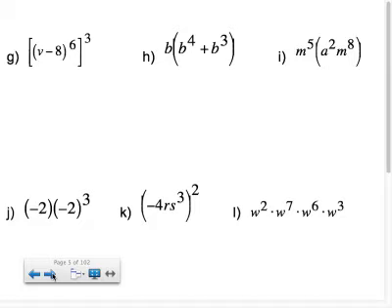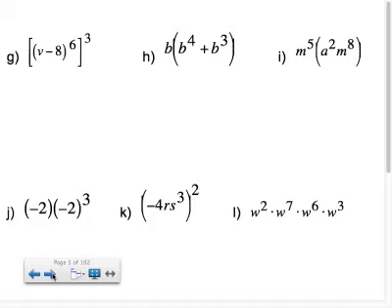Okay, part G, you will not distribute this 6 to both things inside because you are subtracting. If you are multiplying inside the parentheses, then you can distribute your exponent, but if you're adding or subtracting, you cannot distribute your exponent. Okay?